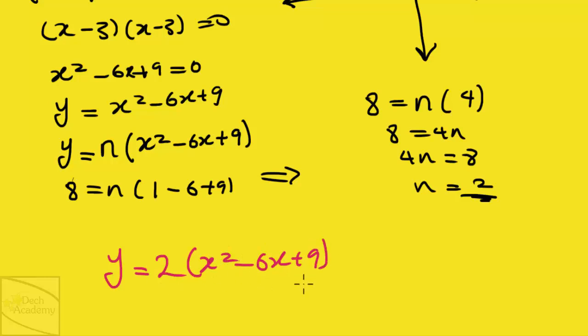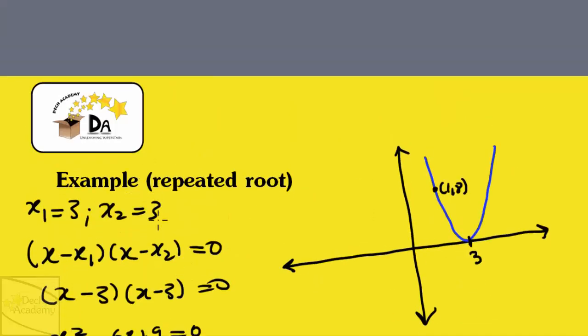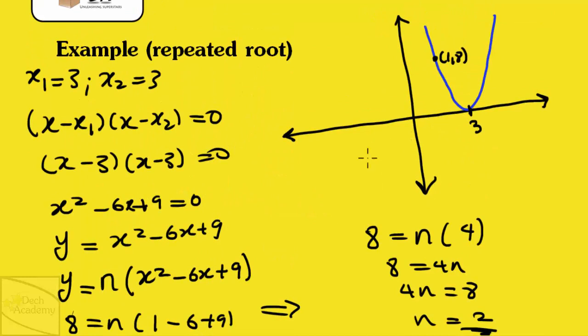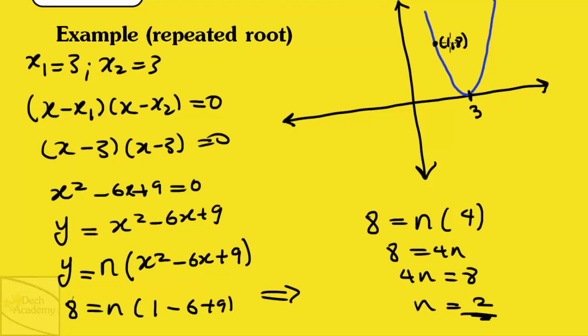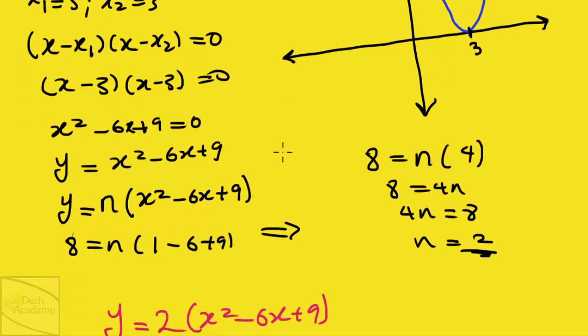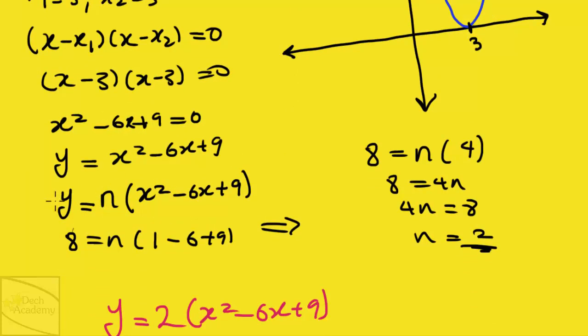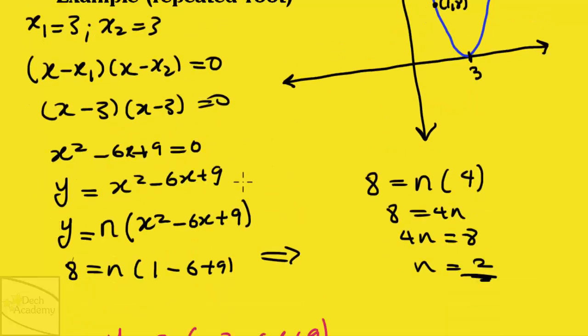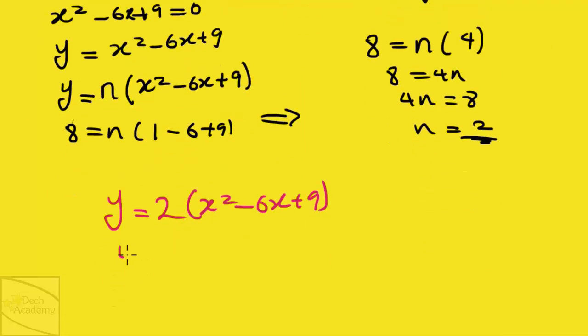This equation has the same roots. It has the repeated roots 3, because it's an equation of this form. It's just a case where n is 2. And because we determined, by replacing x with 1 and y with 8, the value of n, we have an equation where this point satisfies that equation. So we have this equation, y equals 2 times this, which I can rewrite as 2x squared minus 12x plus 18.